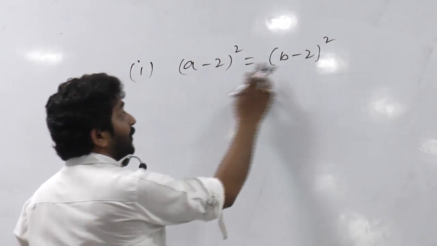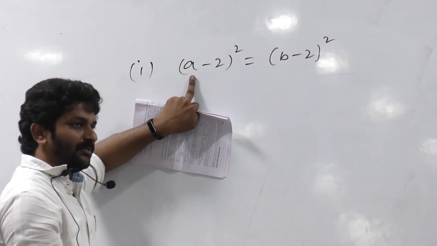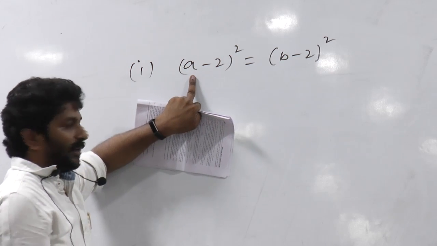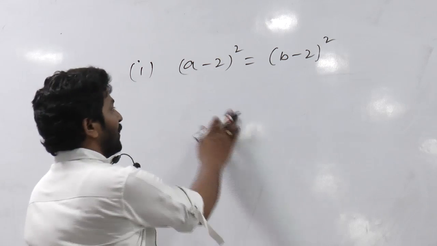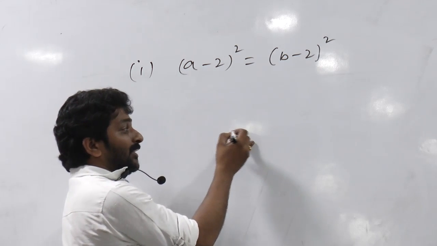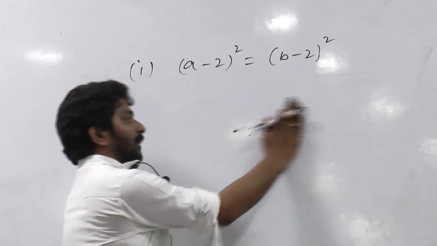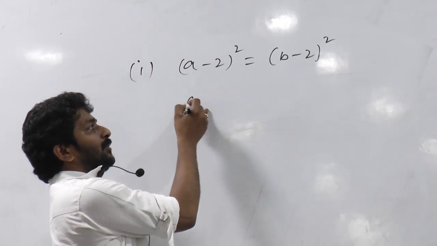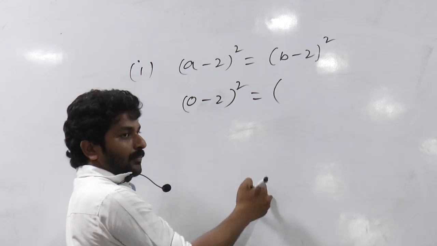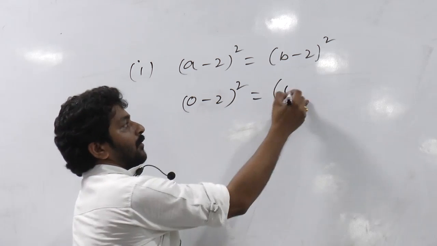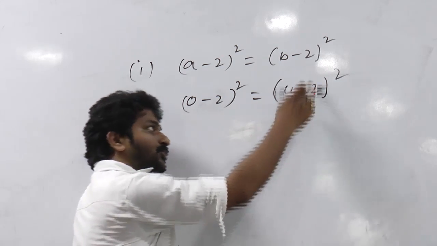Because if you take A and B values as same numbers, both positive or both negative, A is equal to B and it satisfies the condition. And at the same time, if you take one number with a difference of minus 2 and then plus 2, which should be a difference of 4. What I mean to say is, if A is equal to 0, 0 minus 2 whole square, and B is equal to 4, 4 minus 2 whole square. Minus 2 whole square is 4 and plus 2 whole square is also 4.